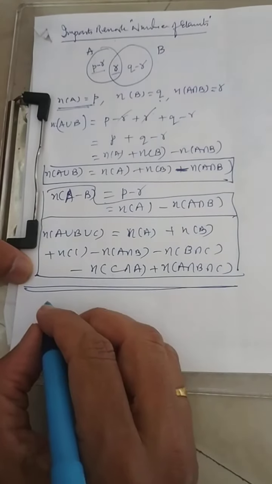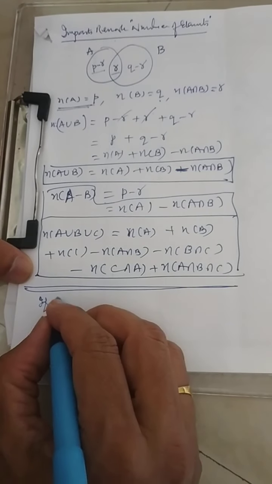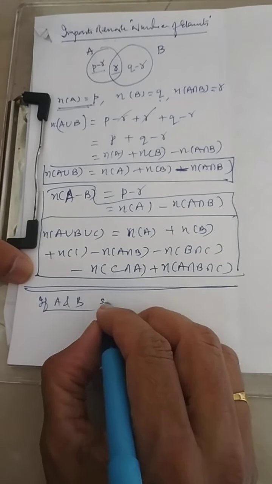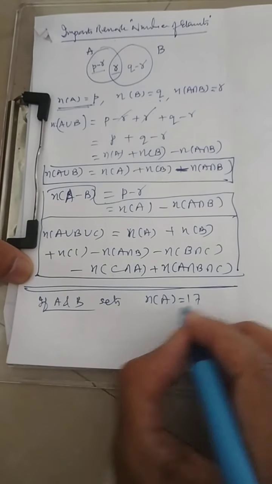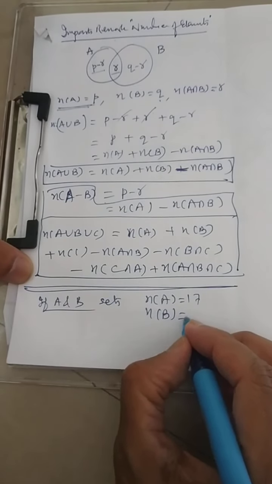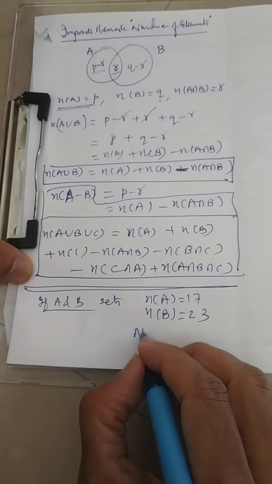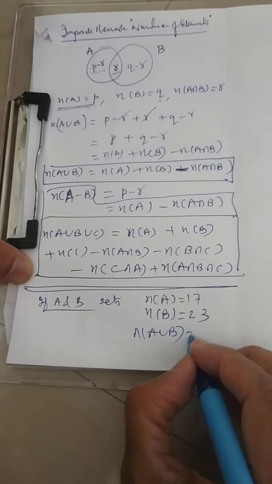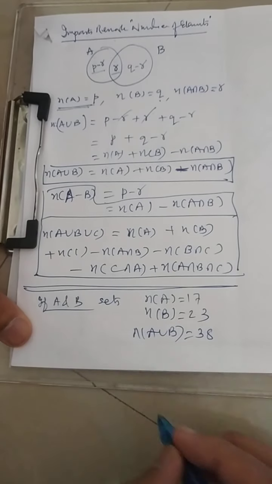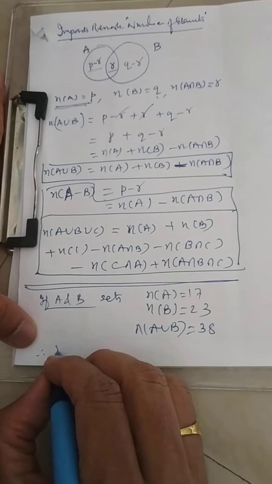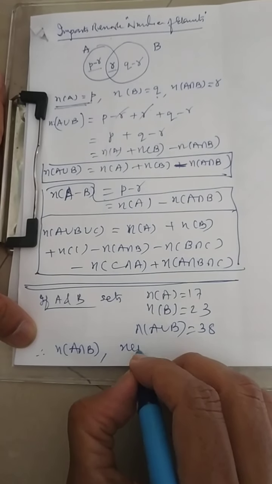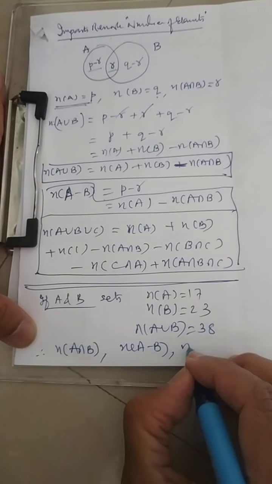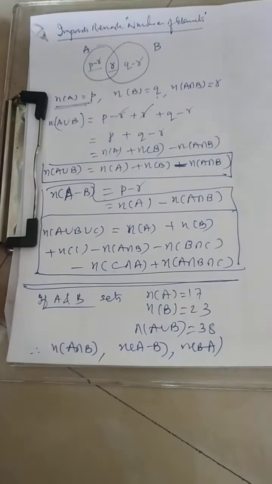Let us look at this question. If A and B are two sets such that n of A is 17, n of B is 23, and n of A union B is 38. This is given to you. And the demand of the question is, what is n of A intersection B? Another question, what is n of A minus B? What is n of B minus A, and so on.